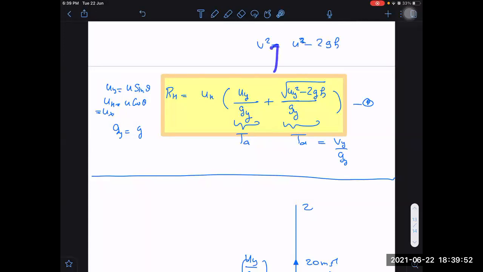Why? Because I know with height it is decreasing. If it is height downwards, then it will be plus 2gh. If it is above, then it will be minus 2gh. Yes, sir. So we can say it is this only, right? We can write it that way.